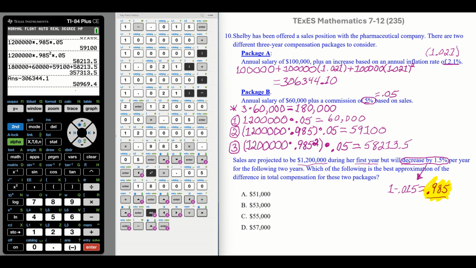Now look at how they rounded it. And they didn't even tell us what they were going to do to round. Doesn't matter. We have a value. A is the option.